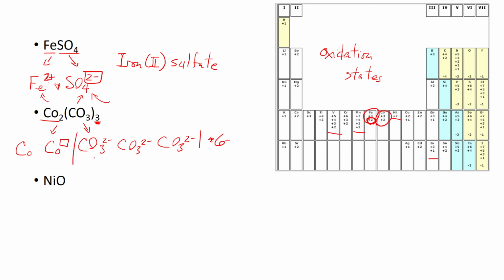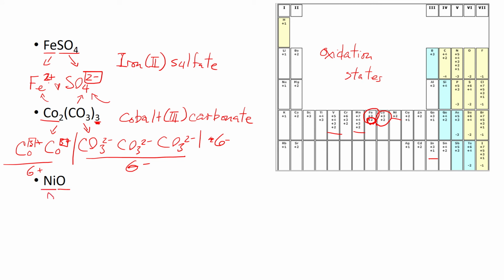2 cobalts. So all of this is 6 minus. All of this needs to be 6 plus. There's 2 of them, so each one needs to be 3 plus. That makes this cobalt 3 carbonate. Seems easy enough. And finally, Ni and O, nickel.